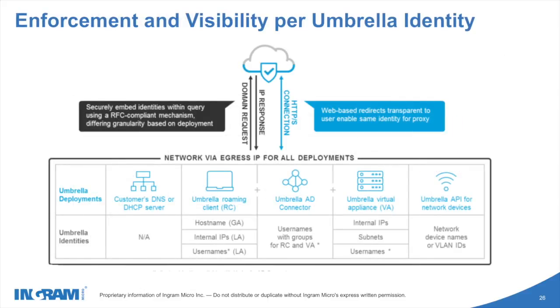Here's how identities are made available through various existing and new Umbrella deployments. For every deployment, we'll always know the egress IP address you'd like to provision your networks as an identity in your policies. But for greater granularity, Cisco offers both the standalone endpoint and network footprints as well as integrations with Cisco's many existing customer footprints.